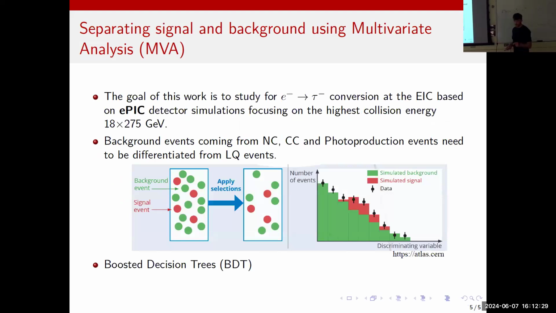Just to have a general idea of my work, like I said before, the goal of this work is to search for this transition between electron and tau, based on detector simulation, and of course, dealing with the highest collision energy, 18 multiplied by 275 GeV. The idea is to differentiate these leptoquark events from the background. This is just a simple picture. We start with the background event simulation, which we already have. For NC, CC, and photoproduction, we have increased the number of events up to 10 million. 1 million is what ECHE did, and they tried to apply the selection criteria.